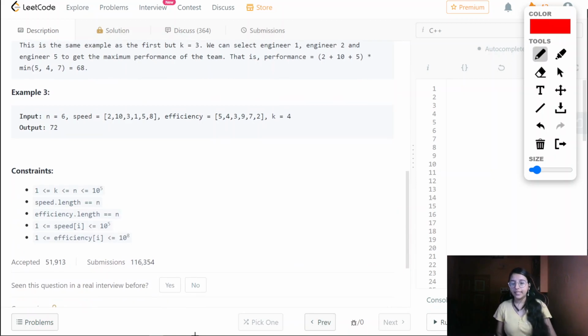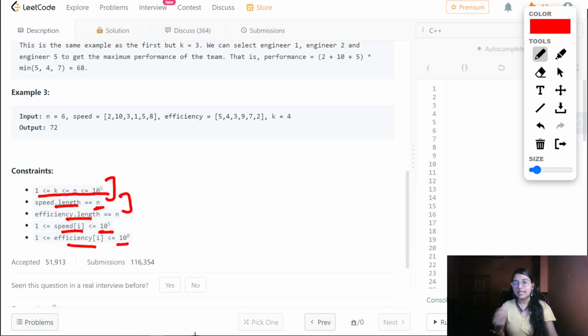So here the thing is the k value that is up to 10 raised to the power 5. So it could go to such a longer extent, that is 10 raised to power 5, and then k dot length is n. So basically, both of them could be till n, and the speed can go till 10 raised to power 5, efficiency can go till 10 raised to power 8.